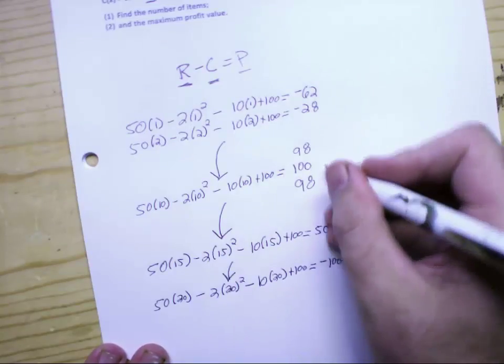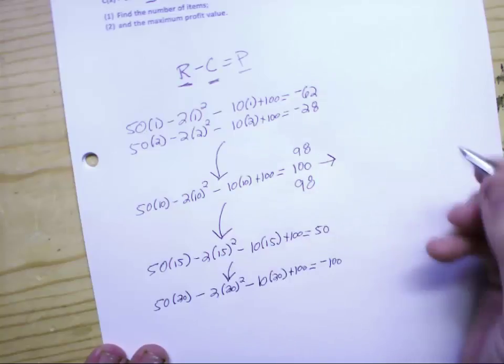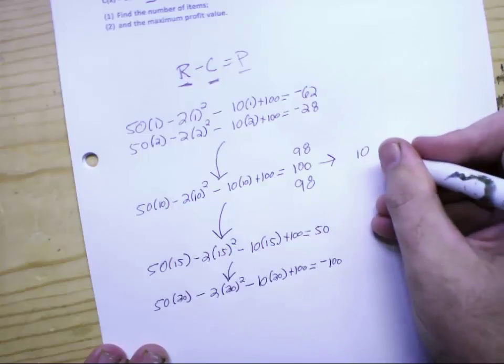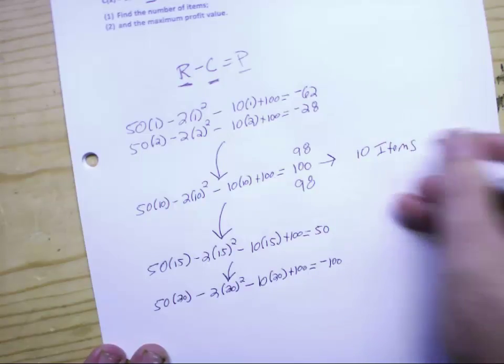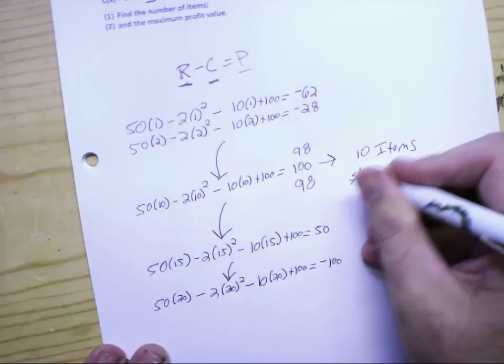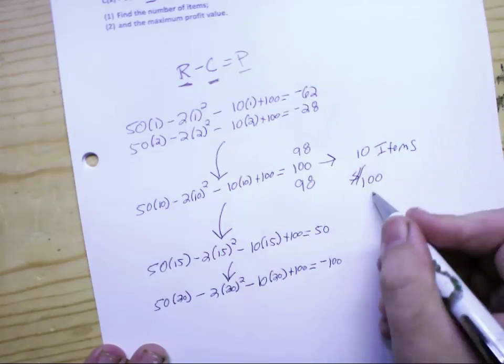So at this point, we know that 10 items gives us $100, and that's our maximum profit.